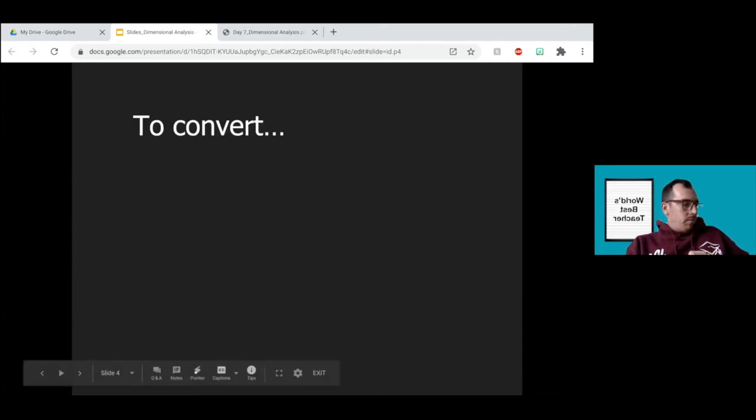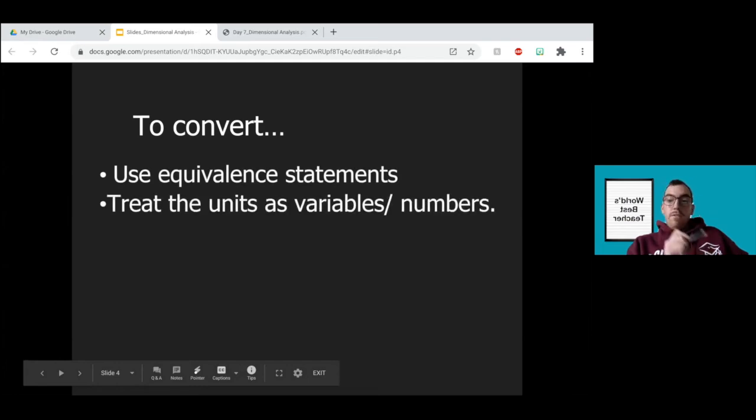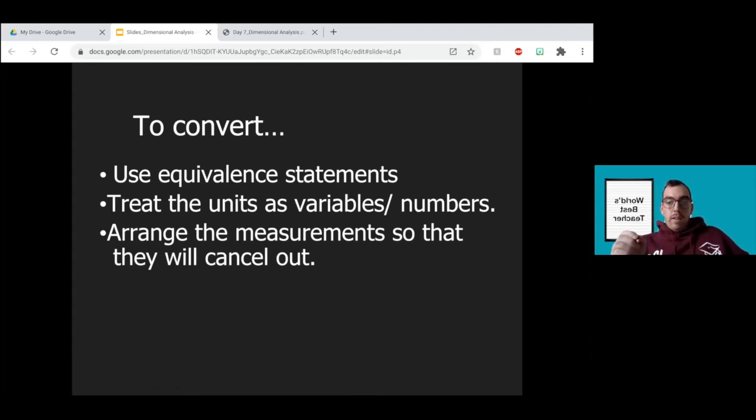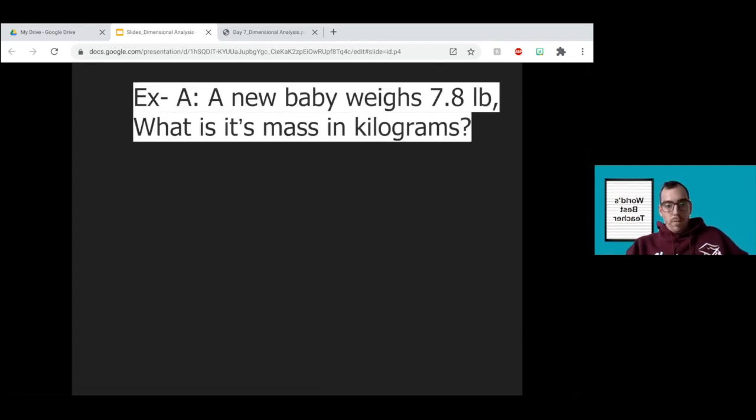Okay, next. To convert, we use our equivalent statements, treat the units as variables, and then arrange the measurements so that they will cancel out. This is not as obvious as it sounds, and actually it doesn't sound obvious at all. But remember when I said 2.54 centimeters divided by 1 inch equals 1? Those are equal statements. So if we divide anything by itself, it's equal to 1. That means canceling out.